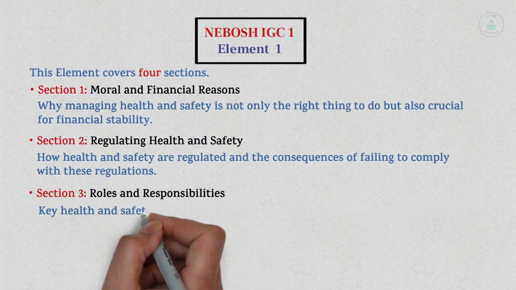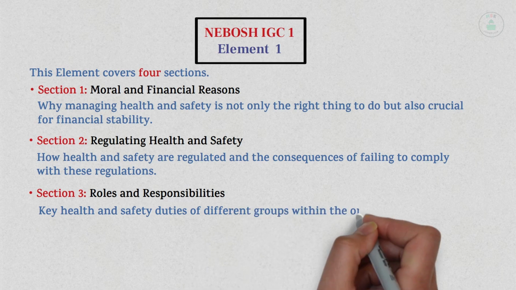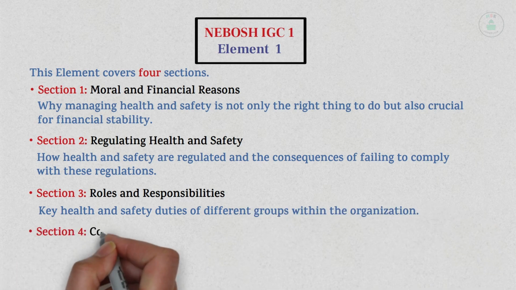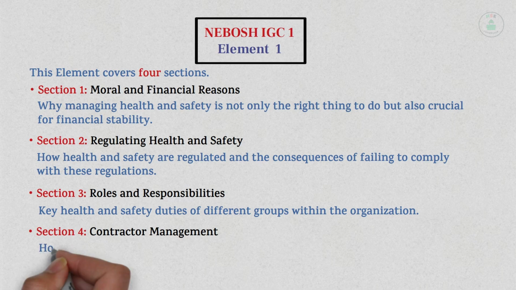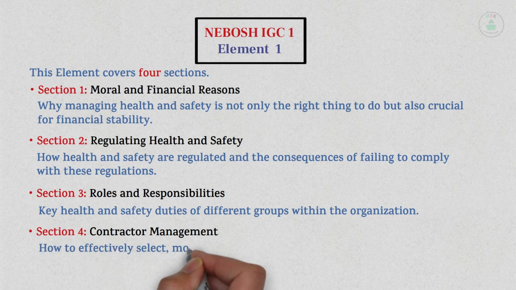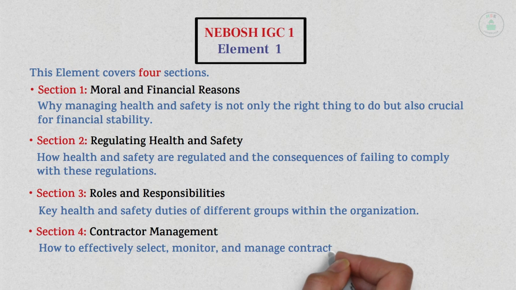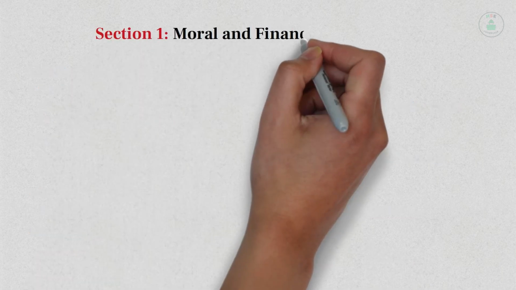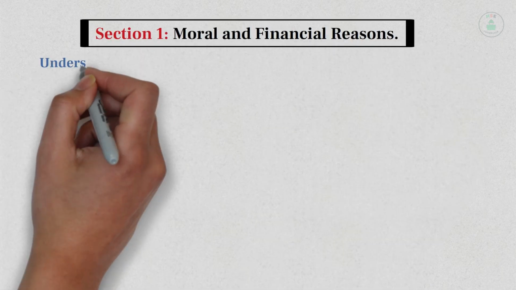This section will summarize the key health and safety duties of different groups within the organization. Section 4, Contractor Management. This section will discuss how to effectively select, monitor, and manage contractors. Today, let's focus on Section 1, Moral and Financial Reasons.